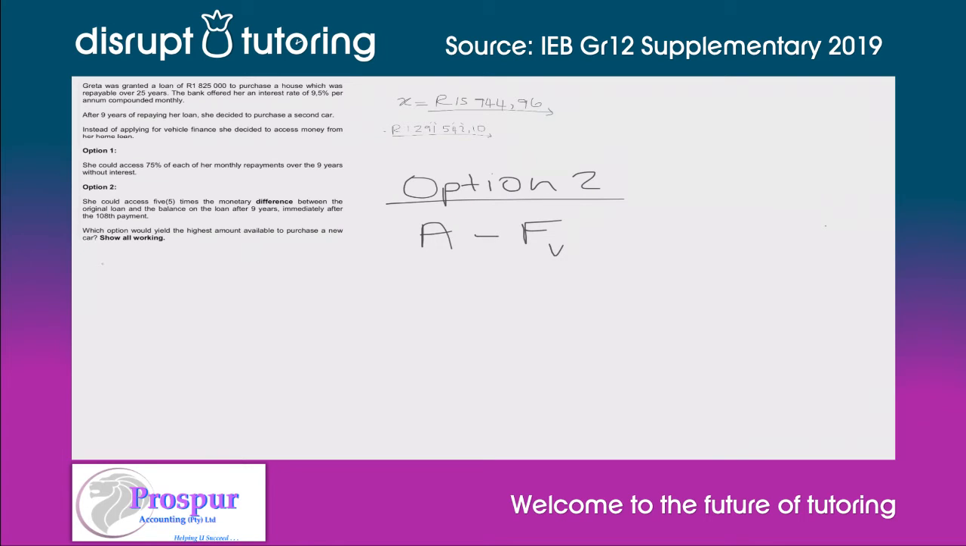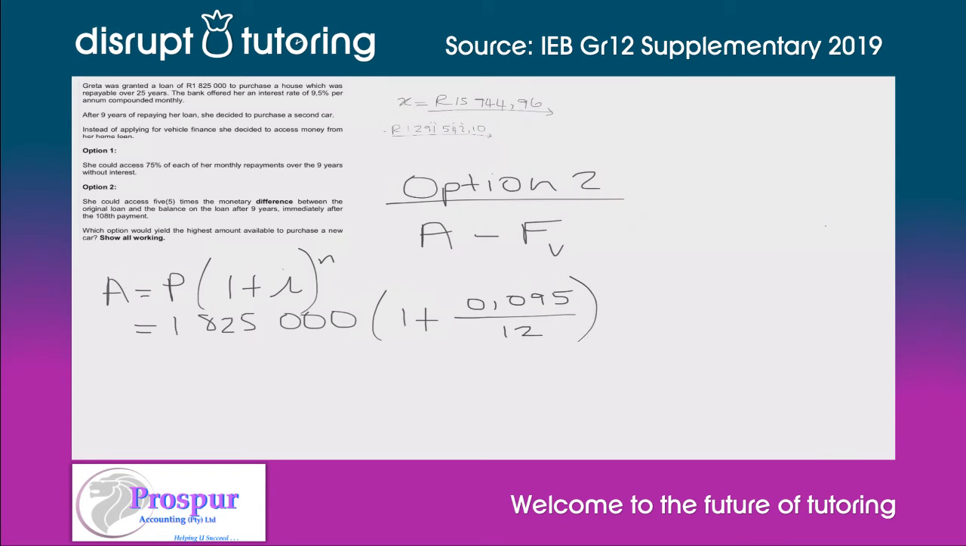Let's start off with our accumulated amount. I'm going to write out my formula. A is equal to, we're going to use our compound interest formula here, principal amount times 1 plus i to the n. What is our principal amount? It would be the original amount of the home loan, which is 1.825 million. Times 1 plus our interest rate, which is 0.095. Remember, that's over 12, and it's 9 years, so we need to say 9 times 12.